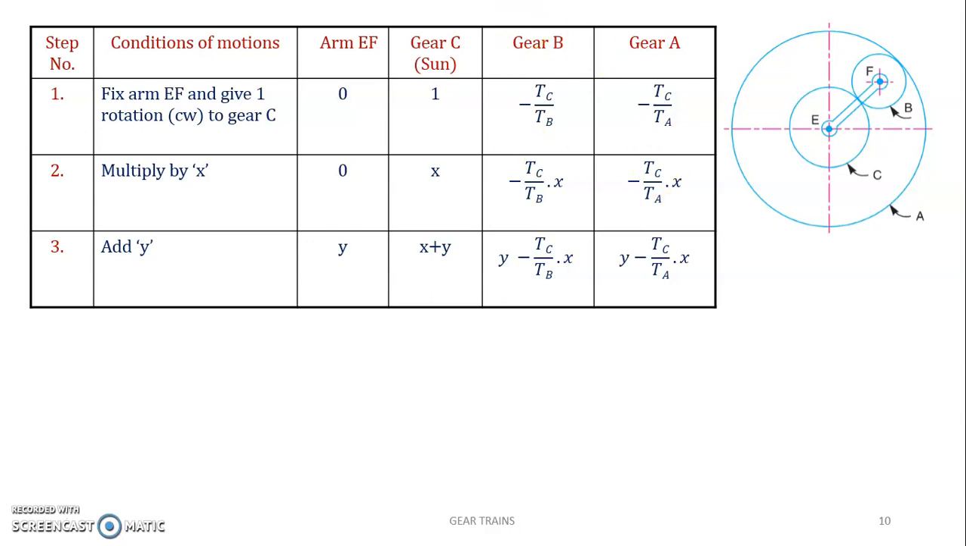Okay, hence it is minus. And then the train value, so number of teeth on the driver divided by number of teeth on the follower. C is the driver, B is the follower. Okay, next gear A. Now the arrangement is gear C drives gear B, B drives A.